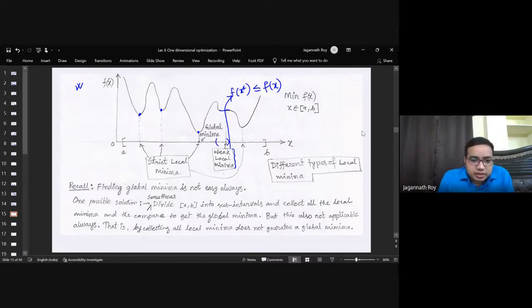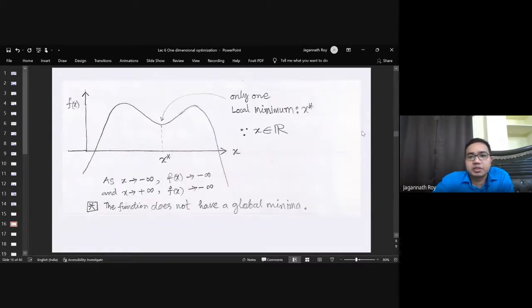Now, as I mentioned, it may look like we divide this total interval into some sub-intervals, and then we collect all the local minimum points. After that, we compare them to get the global minimum. But this is also not applicable always. There will be some functions, some complicated functions, for which it may not guarantee the global minimum.